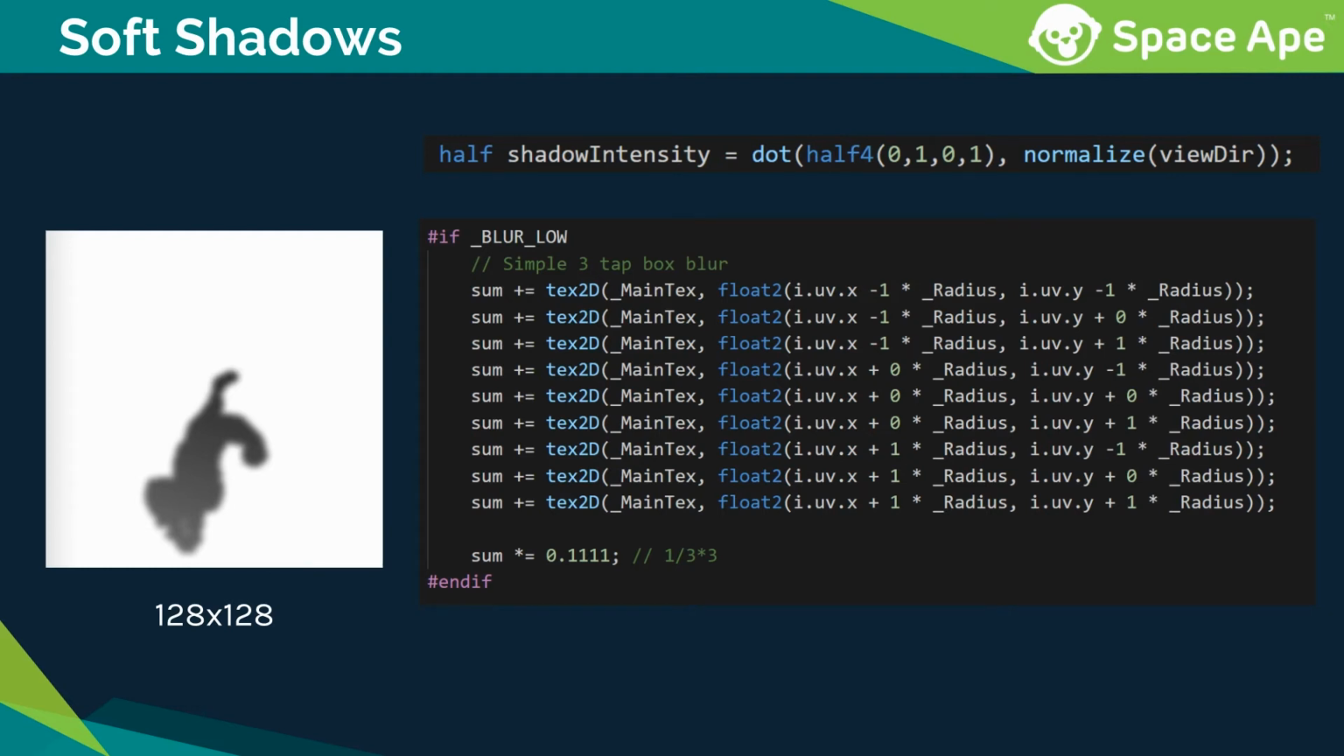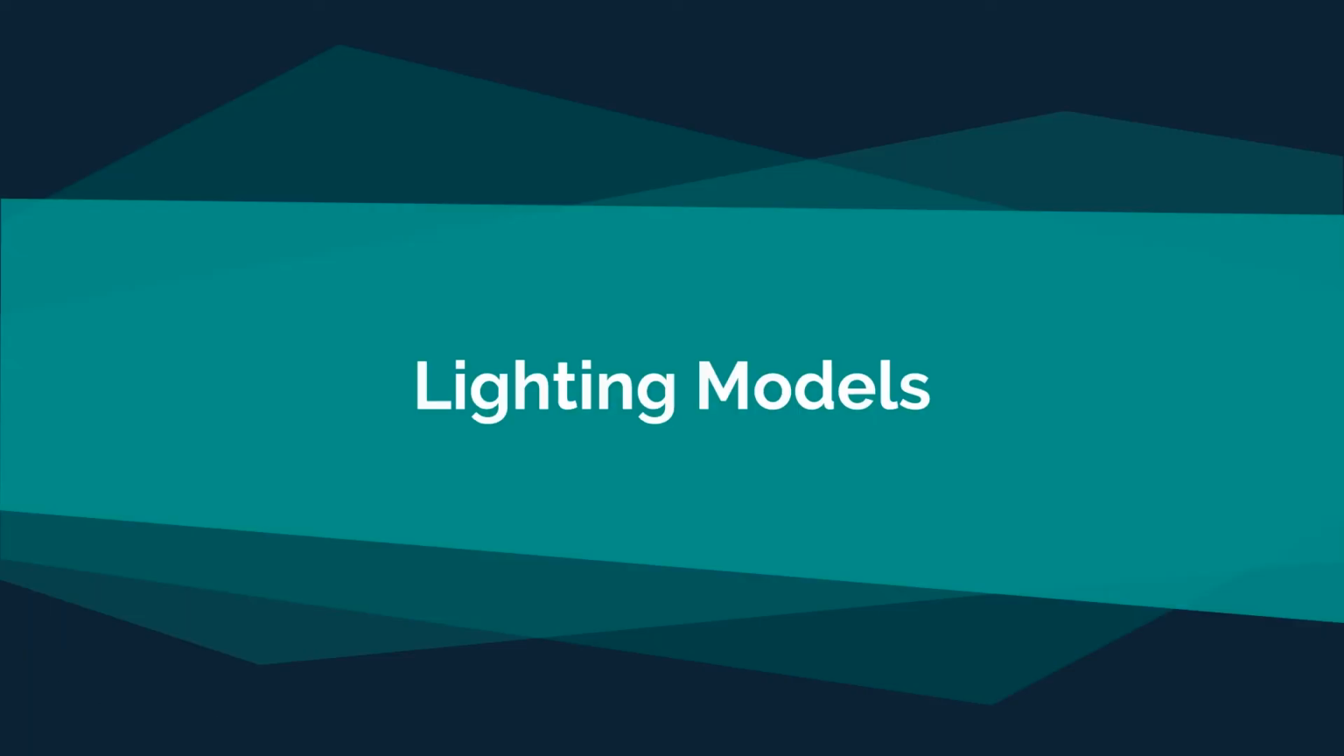So the way we did it, we have the dot product of the world up vector and then the camera view direction. Basically that gives you a gradient based on the character's height. And then we have a simple blur. Blurs can be really, really expensive because you're doing 9 texture reads. But since it's a very small texture, it's really, really cheap.